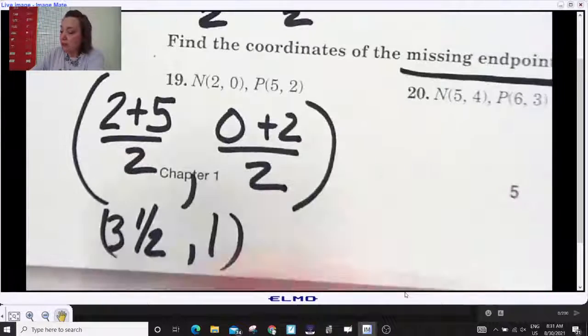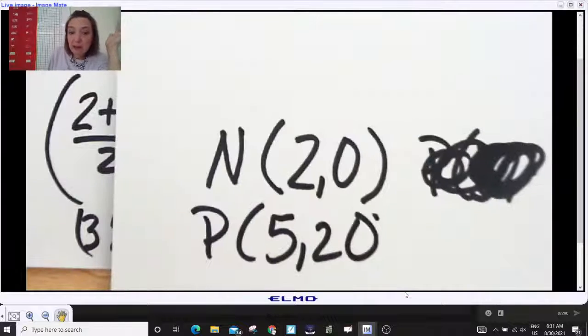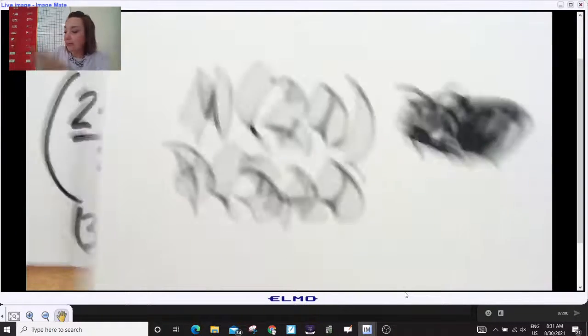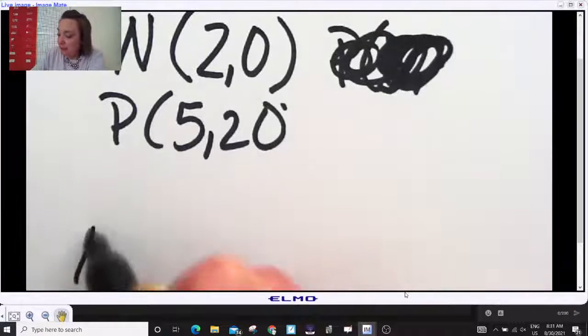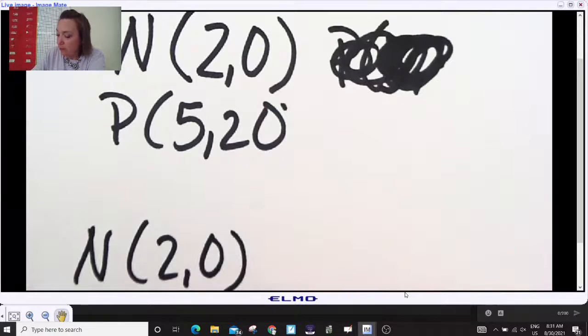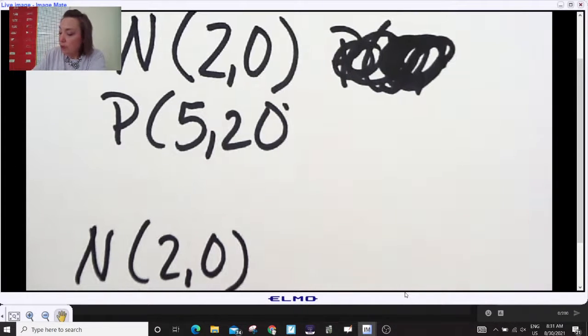So we've got this N. This is something we haven't discussed yet. We have this N that's 2, 0. This P that's 5, 2. I just wrote that completely wrong. Hang on. This P that is 5, 2. It's like my brain can't even function. Okay. Let me try this again. N was 2, 0. What's P? 5, 2. And we're looking for what?